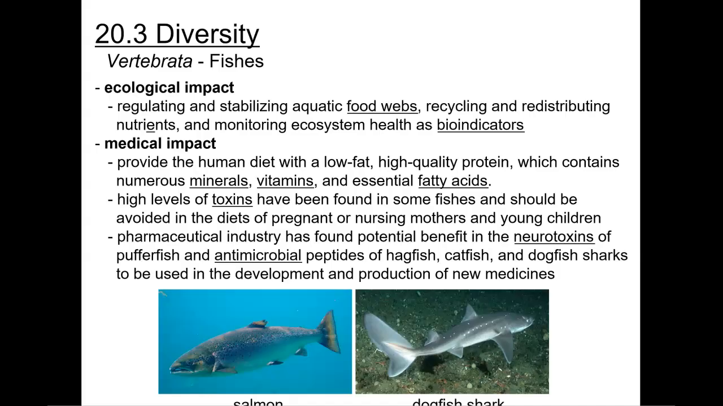The pharmaceutical industry has found that the potential benefit of neurotoxins of pufferfish and antimicrobial peptides of the hagfish, catfish, and dogfish sharks can be used in developing and producing new medicines. So below, the left-hand side is a salmon, and the right-hand side is a picture of a dogfish shark.